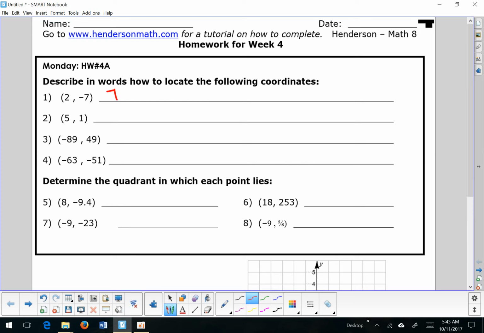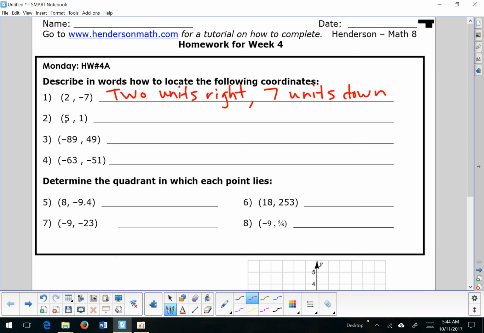So you can write the word out in English, 2 units right, or you could write the number out as a numeral, 7 units down. That's how I describe in words how to locate the following coordinate.